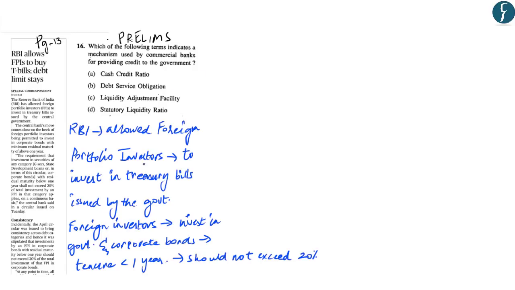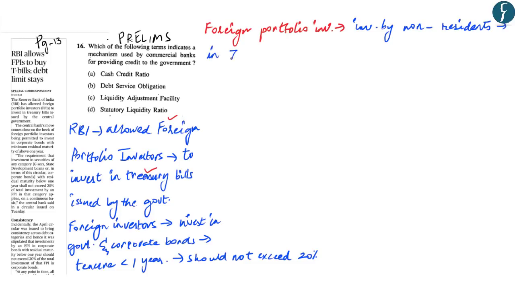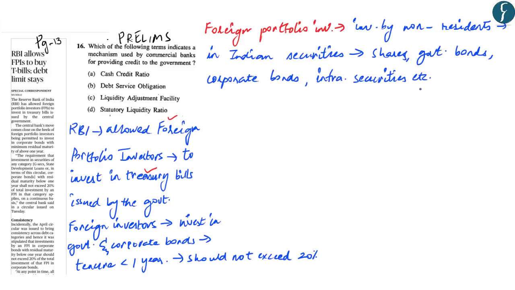Now from this I wanted to understand two things. Firstly, you should know what is a foreign portfolio investment and what are treasury bills. And then we will also try to solve this question that has been asked in the prelims exam earlier. So basically, foreign portfolio investment is investment by non-residents in Indian securities. And these securities could include shares, government bonds, corporate bonds, infrastructure securities, etc. And the investors who make investment in these securities are known as foreign portfolio investors.